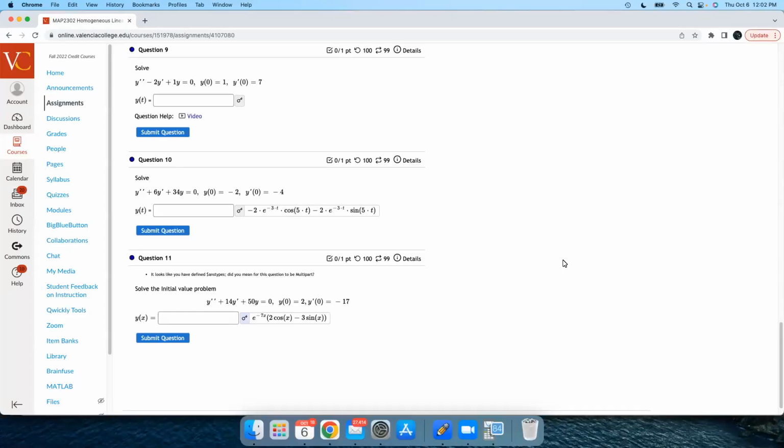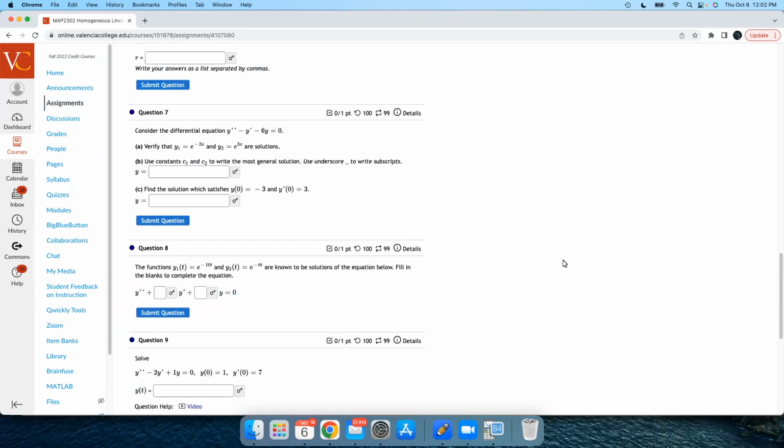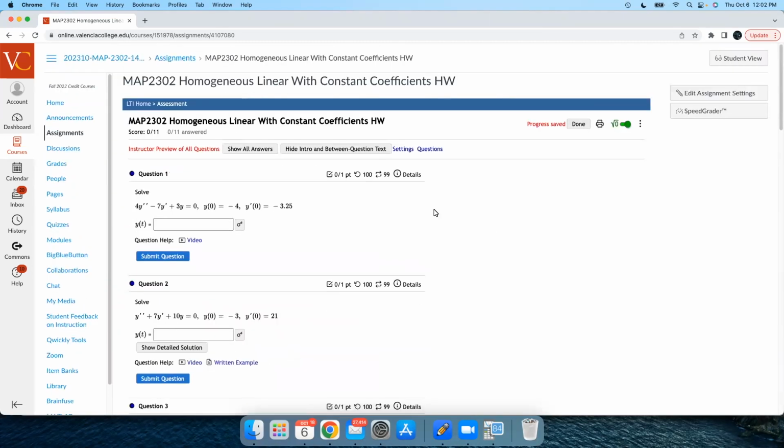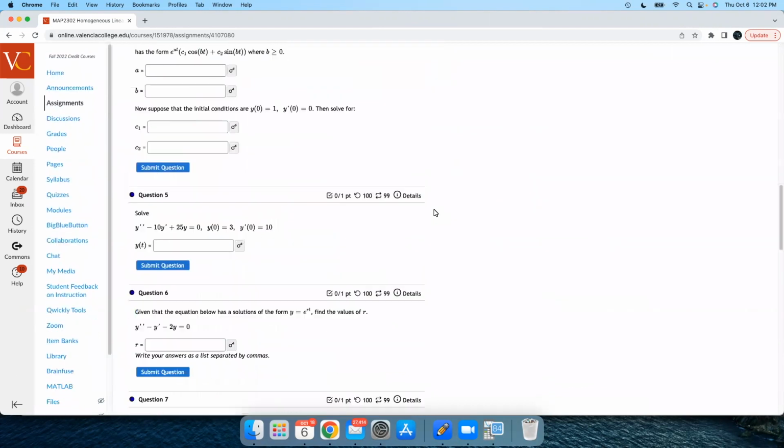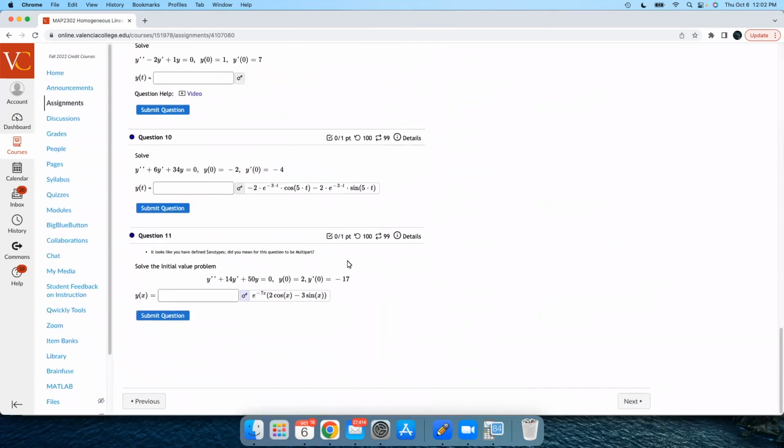Okay, there were a couple of homework questions. This is old homework. This is homogeneous and linear. I think this was due a little while ago. About questions 10 and 11. So let's just do one.